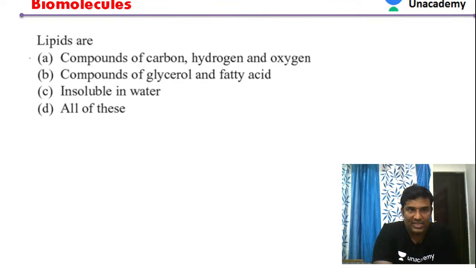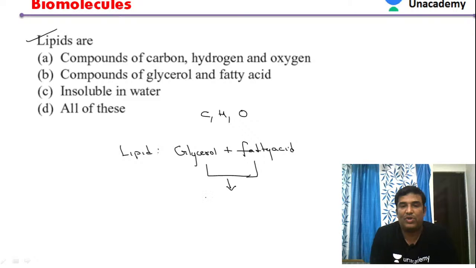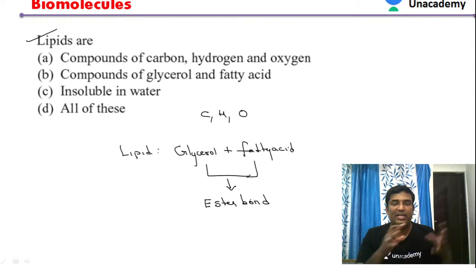Next question: what is lipid made up of? We know that lipid is made up of carbon, hydrogen and oxygen. Just now we were discussing lipids. Lipid is made up of glycerol plus fatty acid, and both are joined by an ester bond. We also discussed that in today's class. So between glycerol and fatty acid we have a specific type of bond called an ester bond.